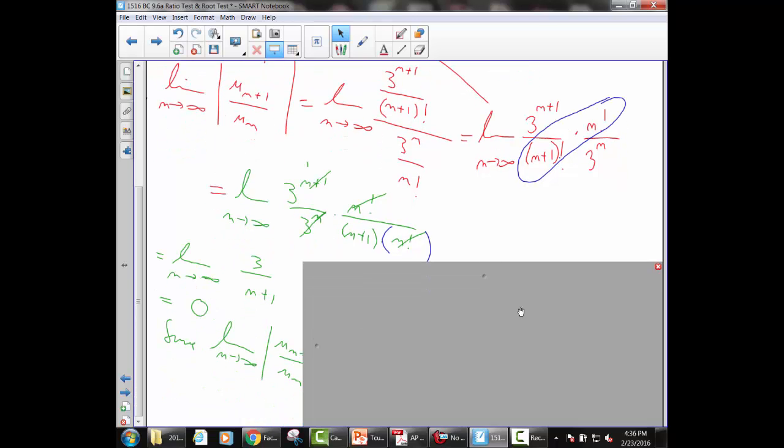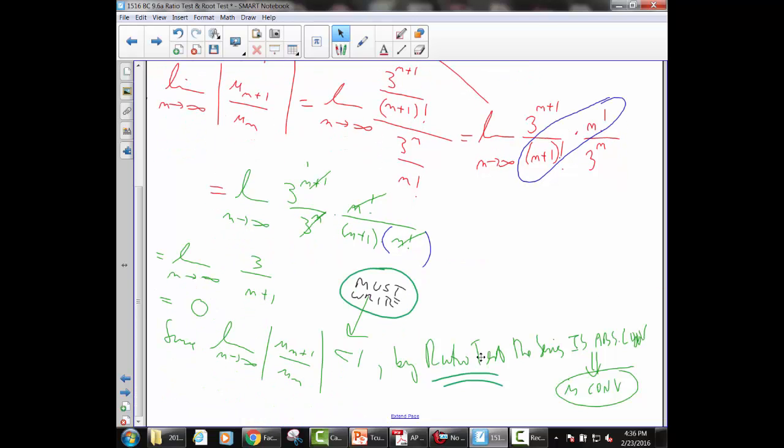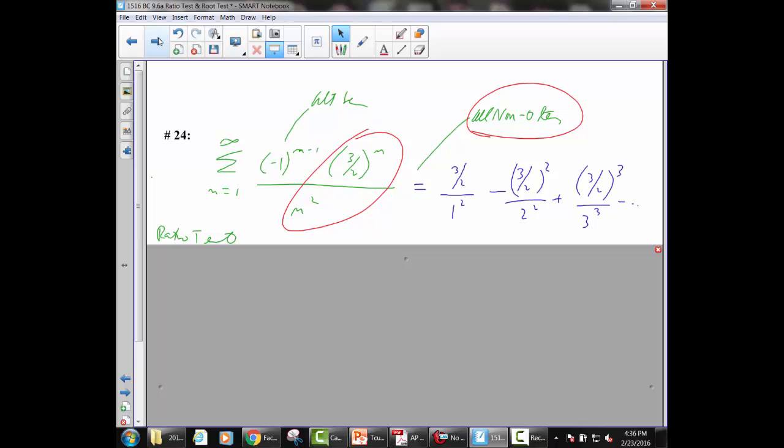Now remember, we said if you get an answer less than 1, you can't say it's because it's 0. That's not the theorem. The theorem says if that limit is less than 1. So since that limit is less than 1, by the ratio test the series is absolutely convergent and therefore convergent.